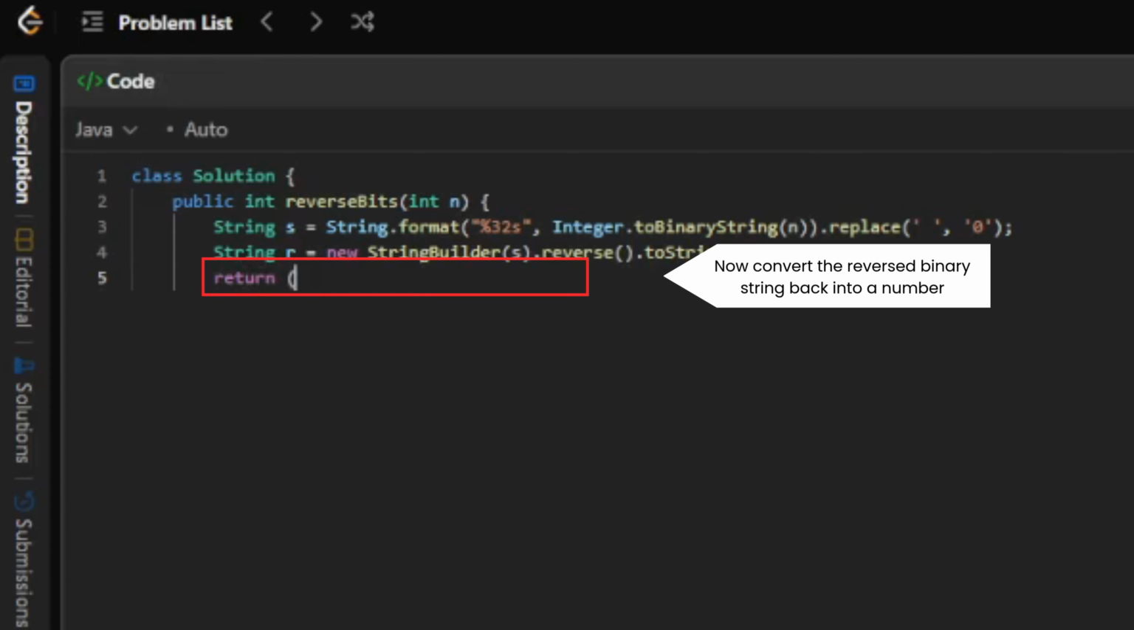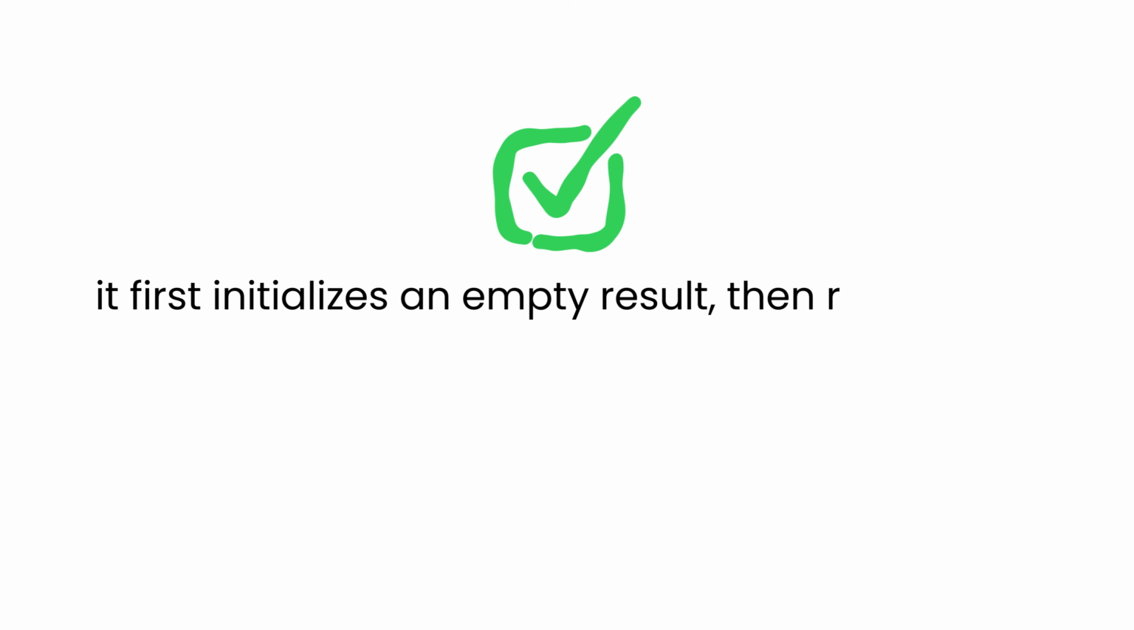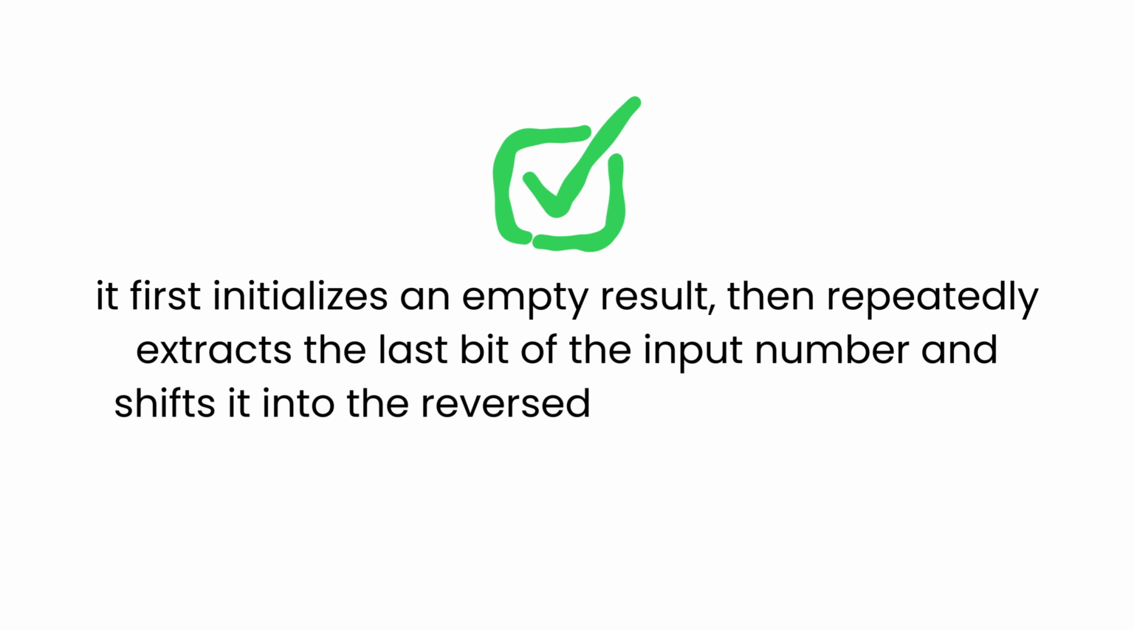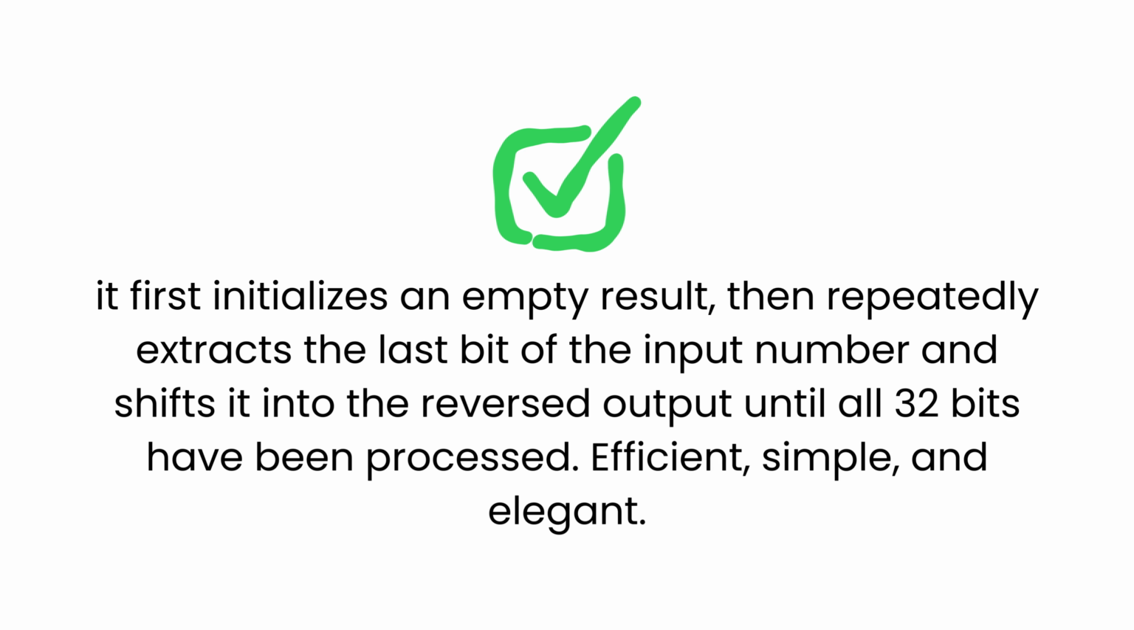Now we convert the reversed binary string back into a number. Long.parseLong(r, 2) reads the string as a base 2 number. We cast it down to an int since we know the value fits in 32 bits after reversing. This final integer is the result of reversing all the bits of n. And that's how this algorithm works. It first initializes an empty result, then repeatedly extracts the last bit of the input number and shifts it into the reversed output until all 32 bits have been processed. Efficient, simple, and elegant.